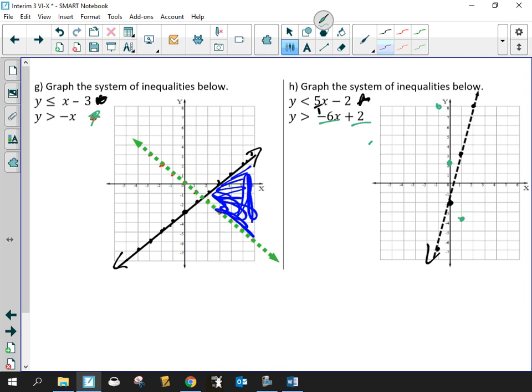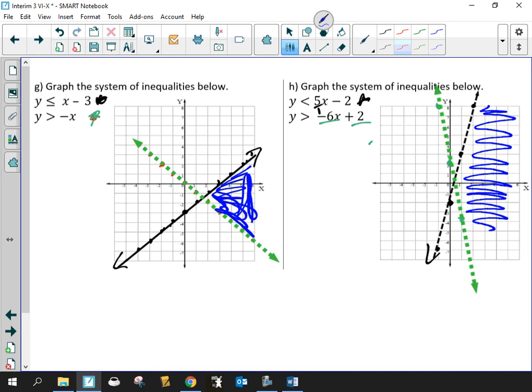This is also going to be a dotted line. And once again, I am shading down from the top line and up from the back line, so the shaded region will be here.